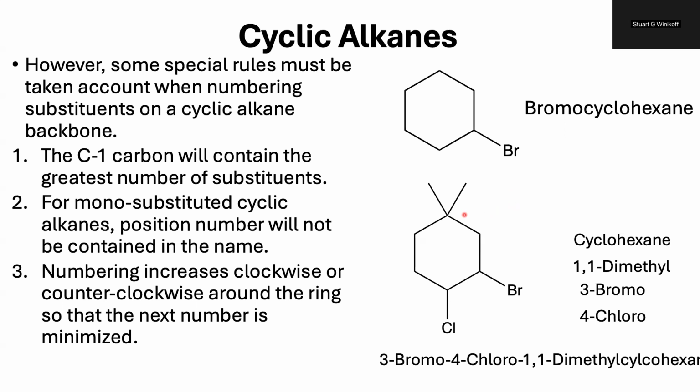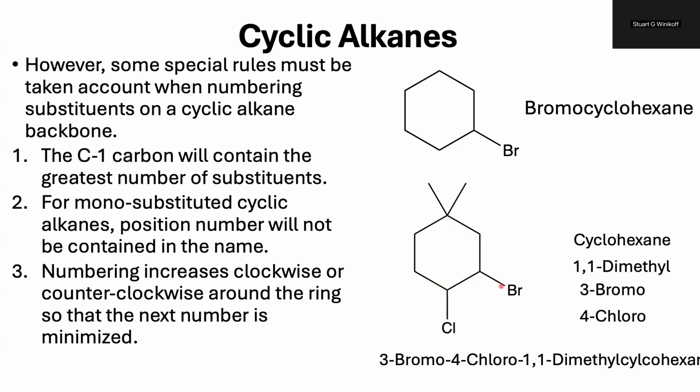So in this case, I have a cyclohexane ring. And if I have multiple substituents on a single carbon, that carbon becomes my C1. Here, I have only a single bromine and chlorine on these carbons, but I've got 2 methyl groups on this one. So this is a 1,1-dimethyl. And now I could go 1, 2, 3 to get to the next substituent, or 1, 2, 3, 4 to get to the next substituent.